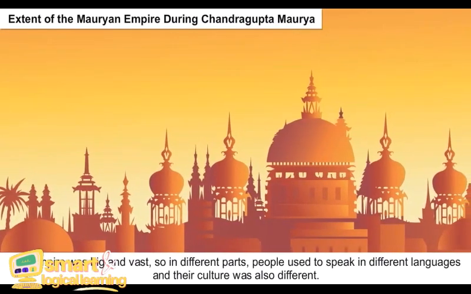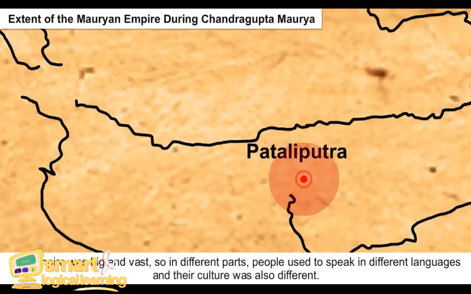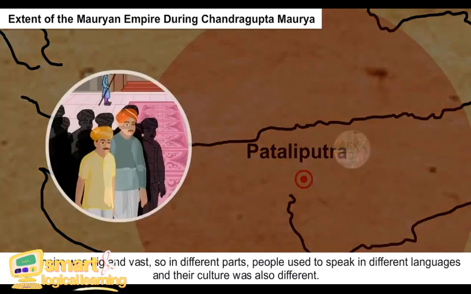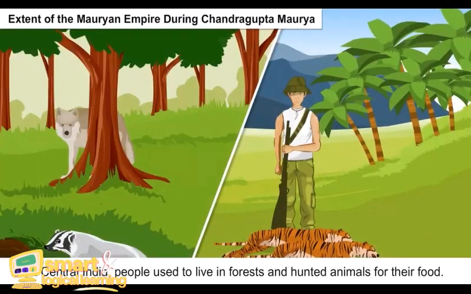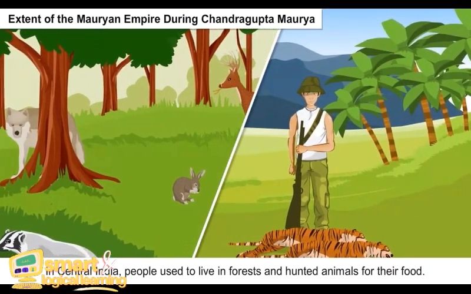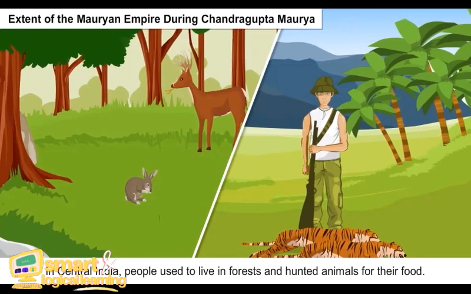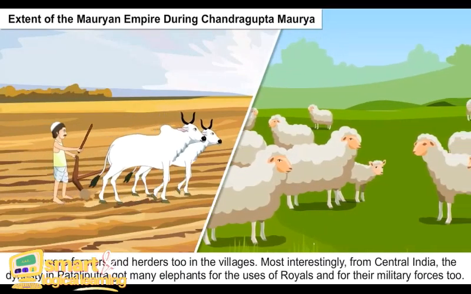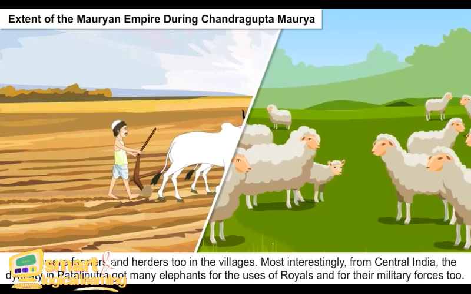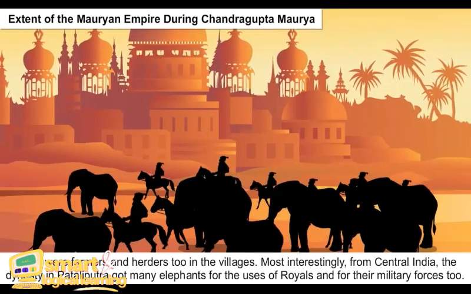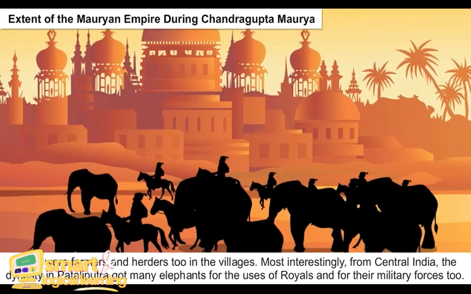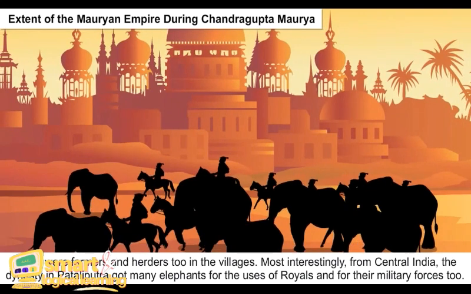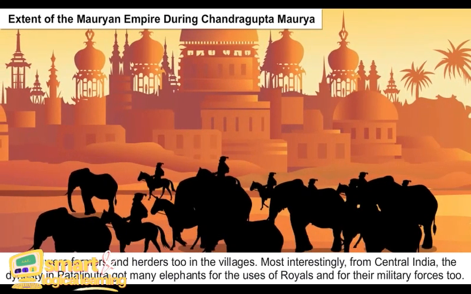The empire was big and vast, so in different parts, people used to speak in different languages and their culture was also different. In central India, people used to live in forests and hunted animals for their food. There were farmers and herders too in the villages. Most interestingly, from central India, the dynasty in Pataliputra got many elephants for the uses of royals and for their military forces too.